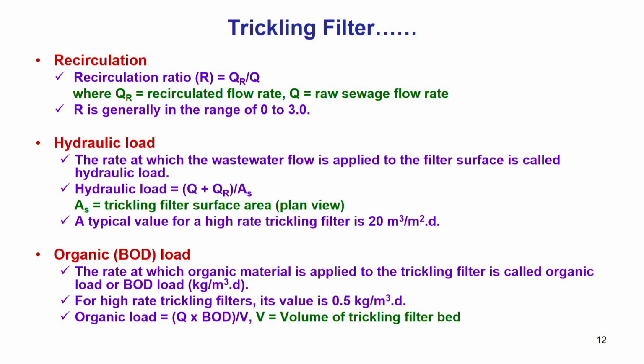Organic load refers to the rate at which organic material is applied to the trickling filter, and it is also called BOD load. Its units are kg per meter cube per day. For high rate trickling filters, its value may be 0.5 kg per meter cube per day. It is expressed as Q into BOD5, divided by the volume of the trickling filter bed. Here please note, this does not include the QR, the recirculated flow. It is calculated only based on the raw sewage flow rate.